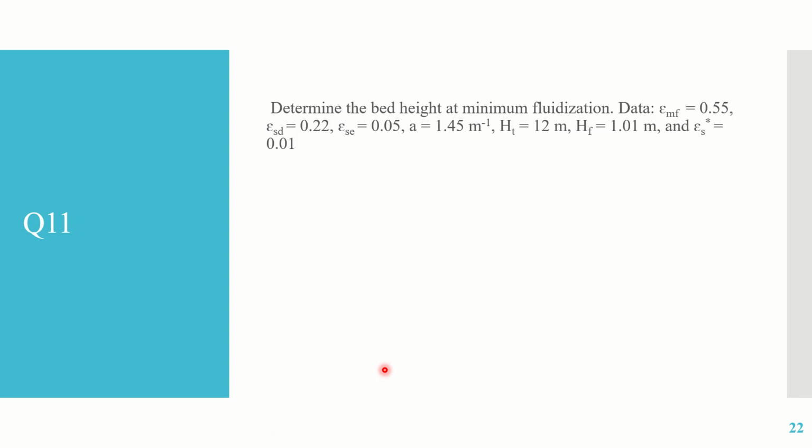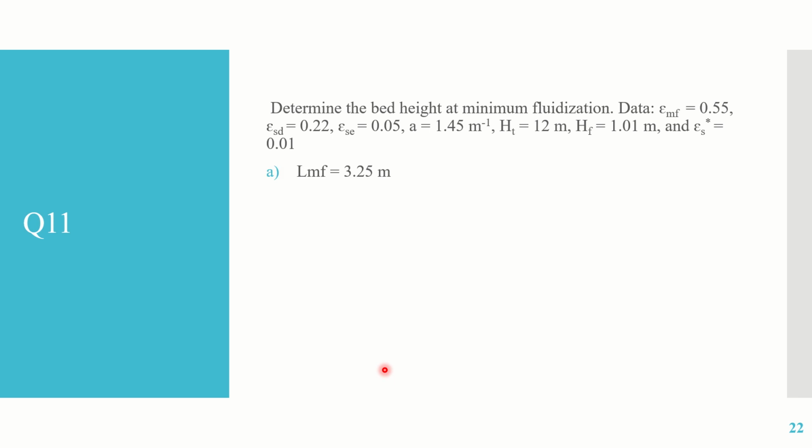In question 11, it is mentioned that determine the bed height at minimum fluidization. So the data given is epsilon MF is equal to 0.55, epsilon SG is equal to 0.22, epsilon SE is equal to 0.05, A is equal to 1.45 meter inverse, HT is equal to 12 meter, HF is equal to 1.01 meter, epsilon S star is 0.01.